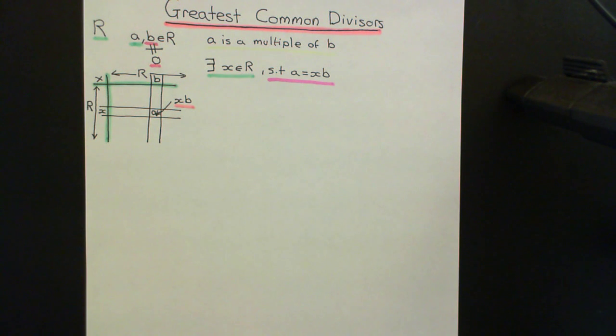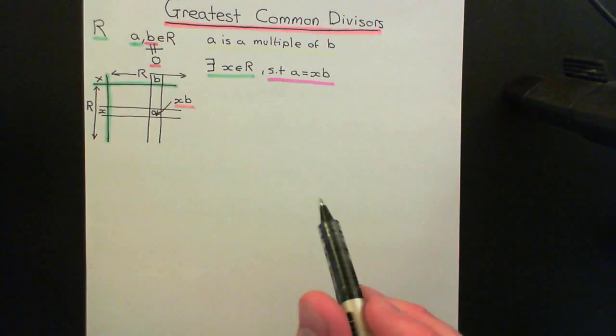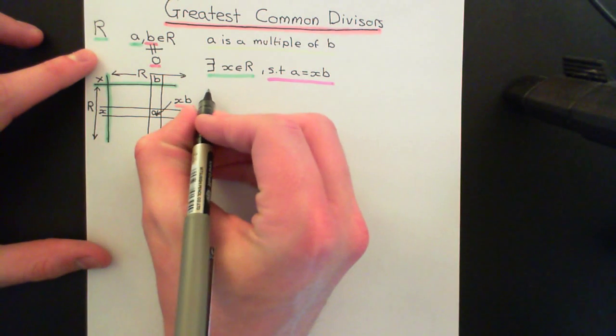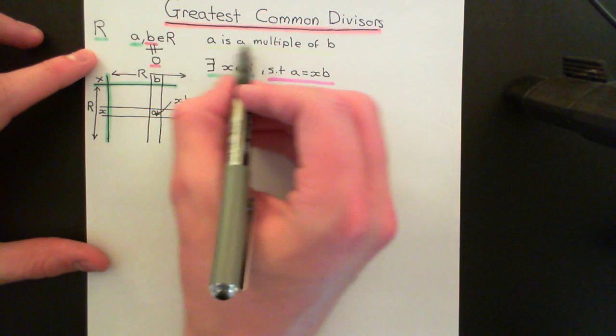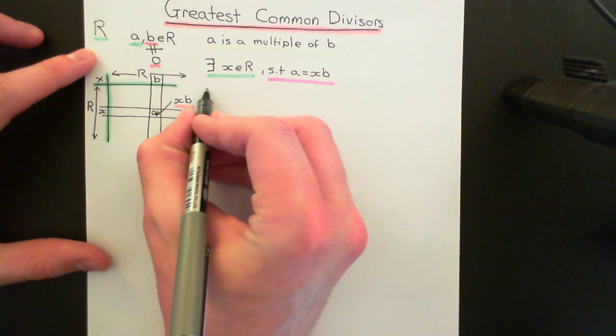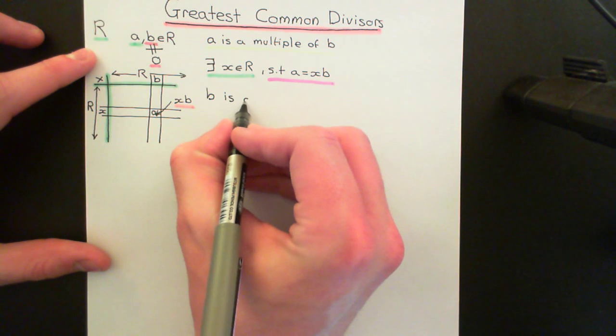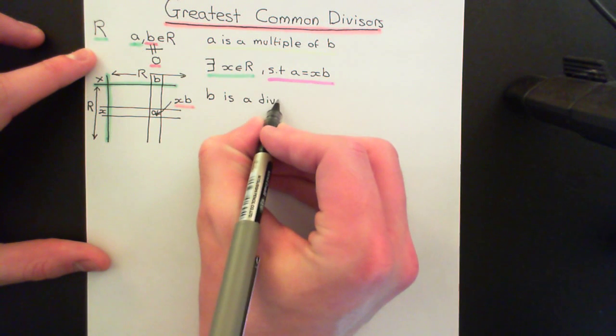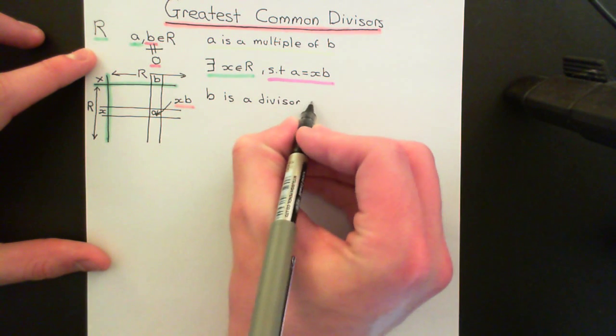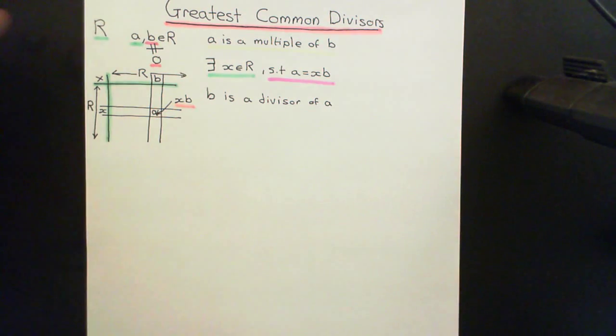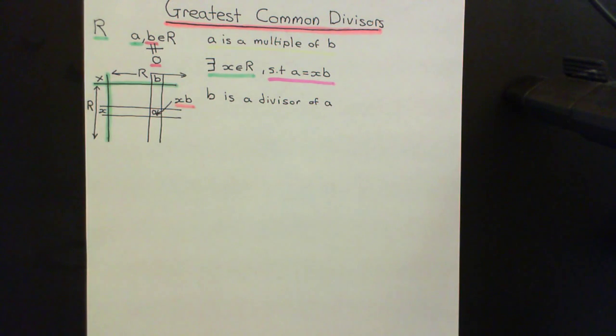Okay, so now what I want to do is look at it from the opposite point of view. I want to have a look at what the definition of a divisor is. So it's the exact same condition but from the opposite point of view. If A is a multiple of B, then you can phrase it another way. You can phrase it from the point of view of B, and you can say that B is a divisor of A. So if A is a multiple of B, you can also say that B is a divisor of A.